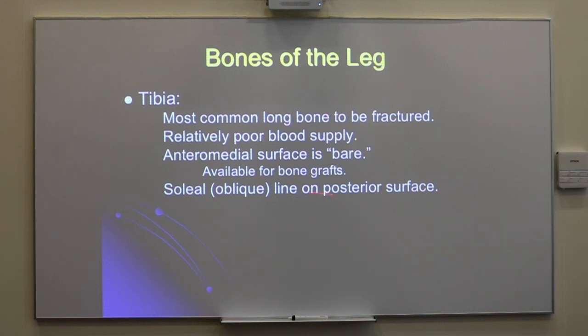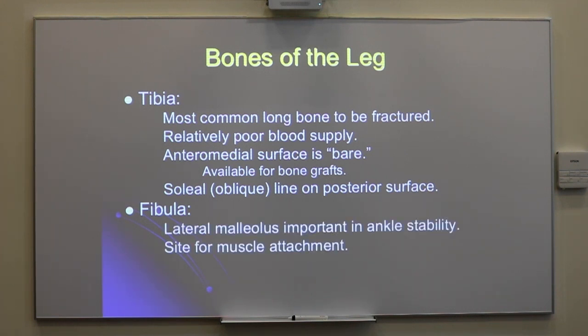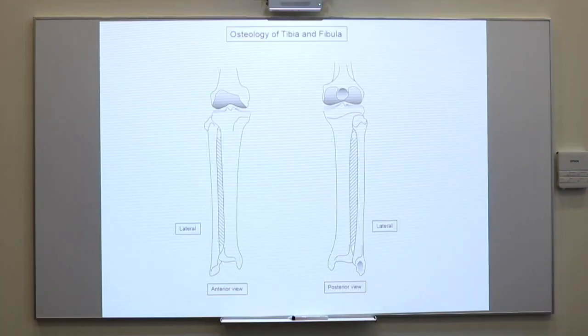There is a soleal line on the posterior surface of the tibia, which gives attachment to a muscle, the soleus. We will be talking about that. The fibula, on the other hand, is the lateral bone in the leg, and it gives two intramuscular septums, attached from the anterior and posterior borders of the fibula, giving the three compartments of the leg. And it has a lateral malleolus, which is important in ankle stability. We will talk about that too.